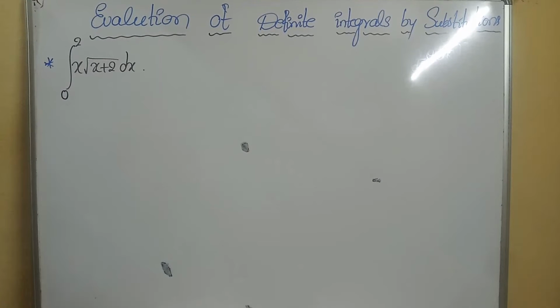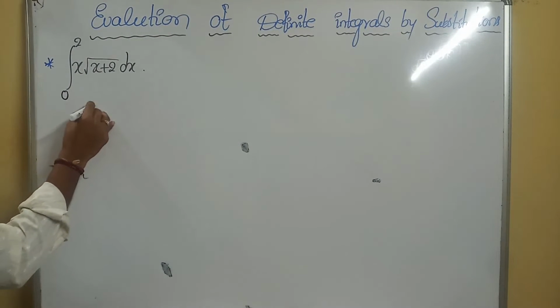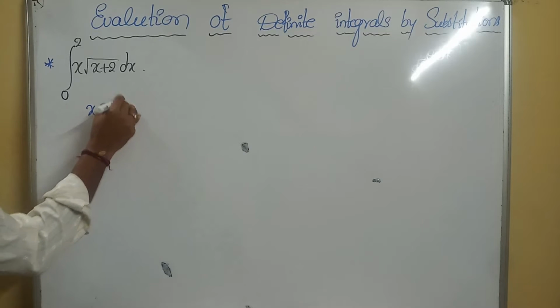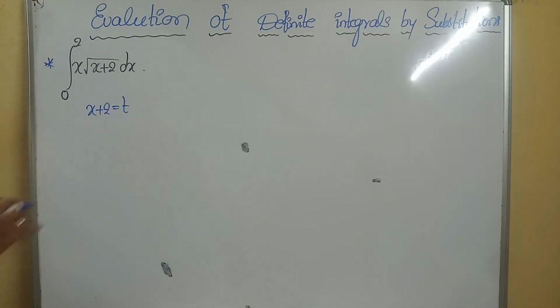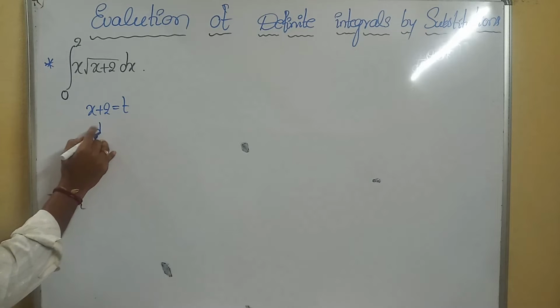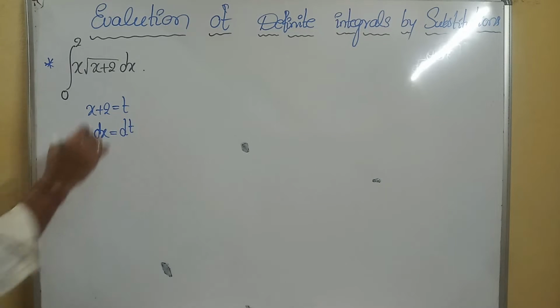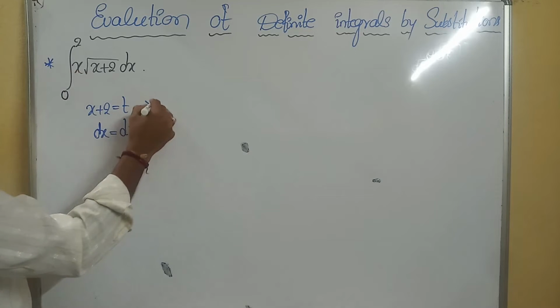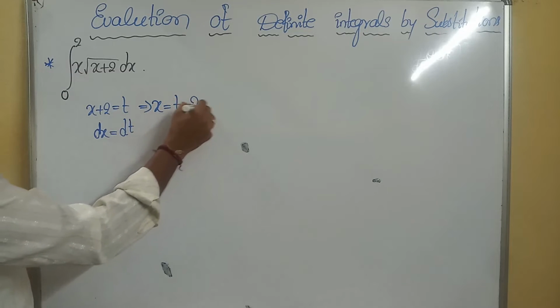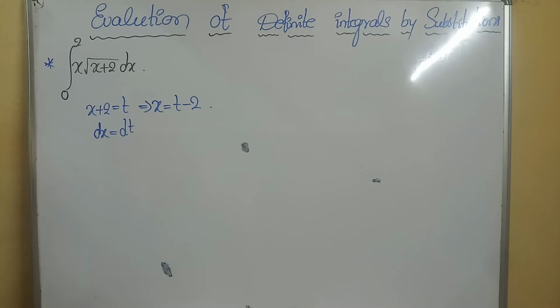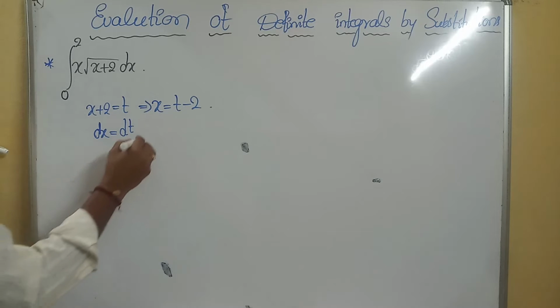Observe the next example: x square root of x plus 2. I'd like to substitute here x plus 2 as t. Derivative of x will be 1, means dx I have to take. Derivative of t will be dt. Got it? After that, whenever an independent x is there, x is equal to t minus 2 I have to take. Now I need to discuss the limits.